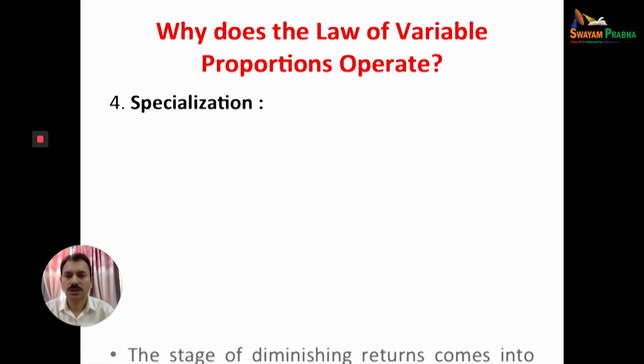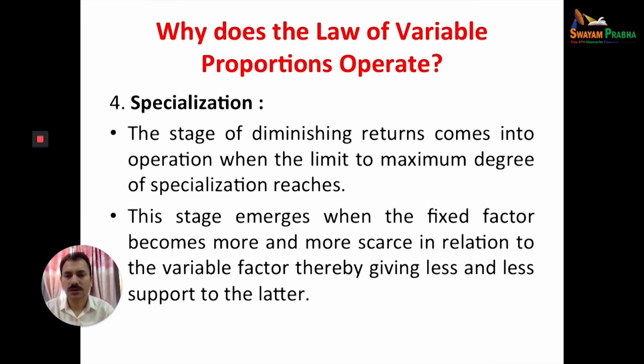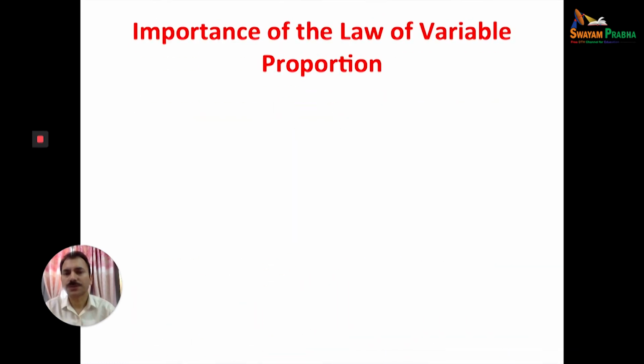Fourth, specialization. The stage of diminishing returns comes into operation when the limit of the maximum degree of specialization is reached. This stage emerges when the fixed factor becomes more and more scarce in relation to the variable factor, thereby giving less and less support to the latter. That's why the law of variable proportion operates.